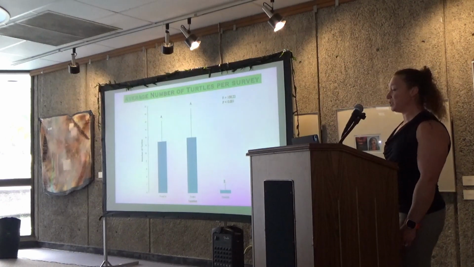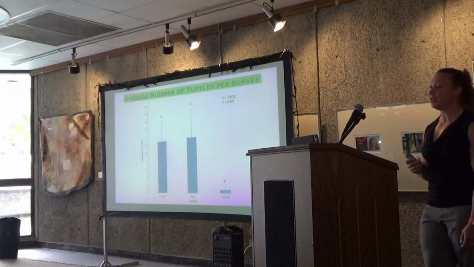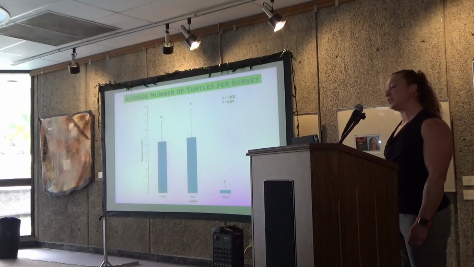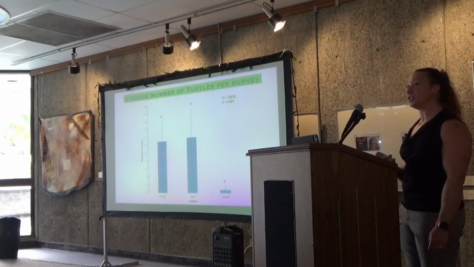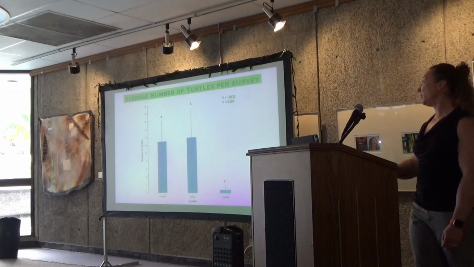With that being said, I'm going to get into the results. This graph shows the average number of turtles counted per survey. On the x-axis is the location of the surveys, and on the y-axis is the number of turtles seen per survey. There were significantly fewer turtles found at Hualalai compared to Punaluu and Puako, where the average number was not significantly different.